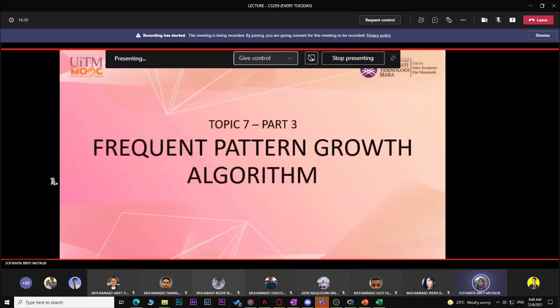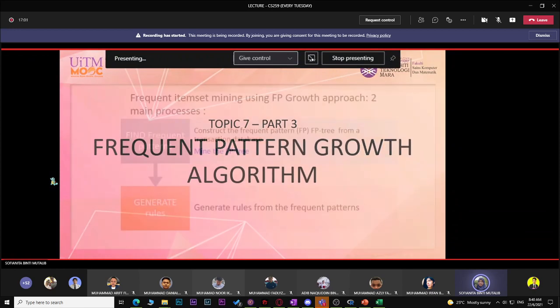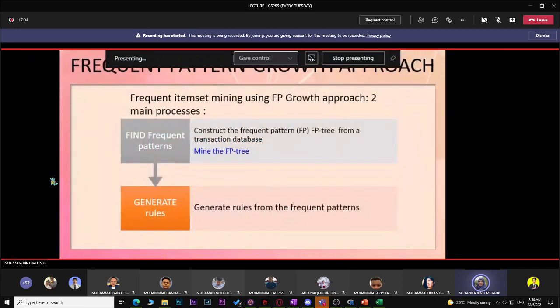This is another algorithm, what we call the frequent pattern growth. This algorithm was proposed by Jiawei Han. If you remember the book that I shared at the beginning of the semester, Data Mining by Han. Han is considered the Sifu of data mining, and this is one of the algorithms that was developed by him.